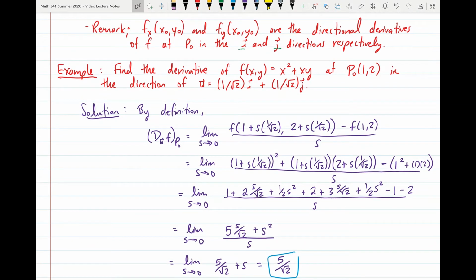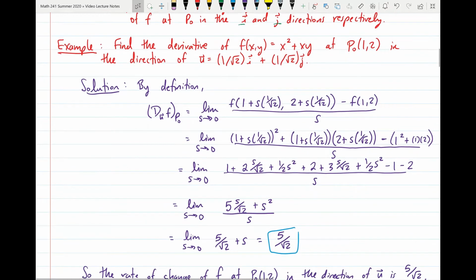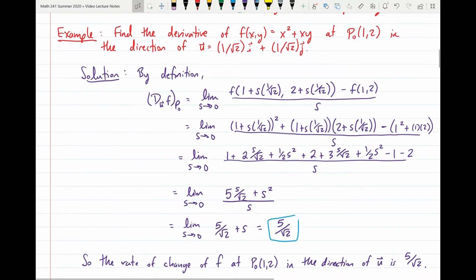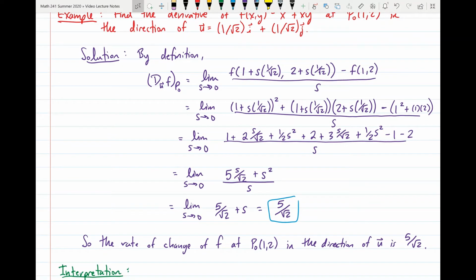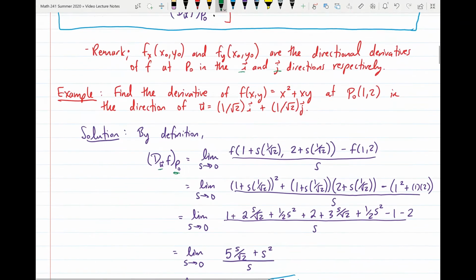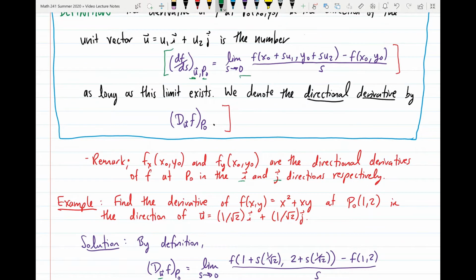So we want to find the derivative of the function f of x, y is equal to x squared plus xy at the point p naught, which is just (1, 2), in the direction of the unit vector, which is 1 divided by the square root of 2 i plus 1 over the square root of 2 j. And we're going to use the definition of the directional derivative to calculate here because it's the only information that we've developed so far. So by definition, the derivative of f in the direction of u at the point p naught is equal to this expression up here in the box.